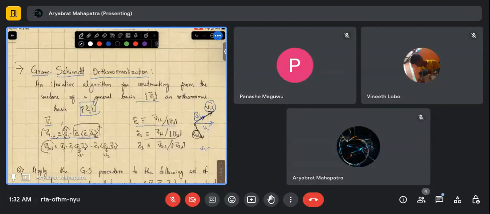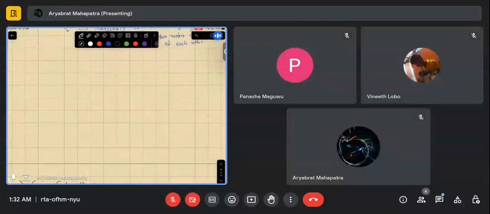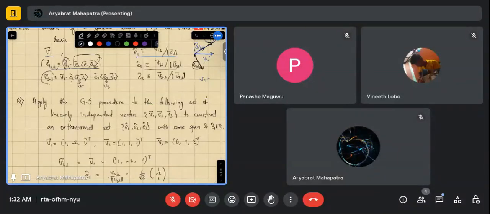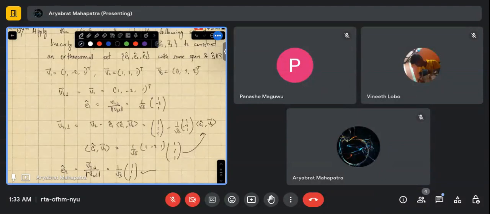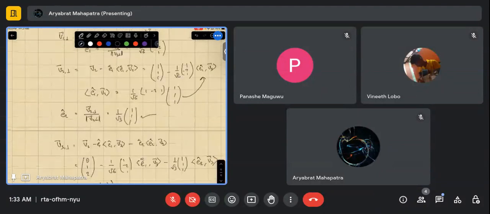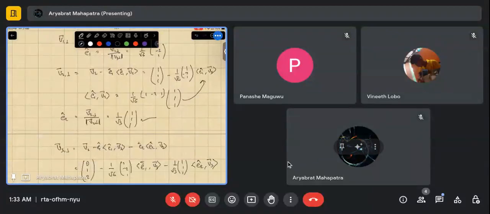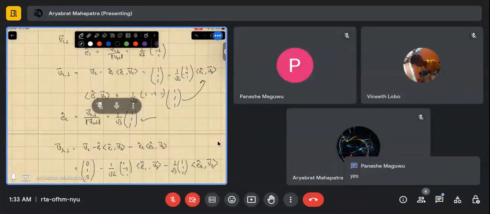Did you get this part, this orthonormalization technique? I think many people have already left. So Panese was fine with it.